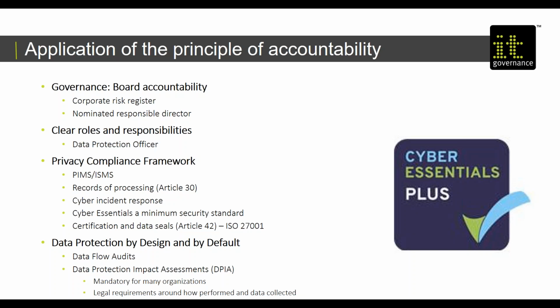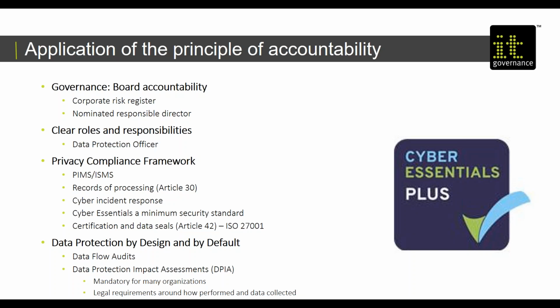There would be a nominated accountable director, clear roles and responsibilities through the organization for data protection, with, where required or where appropriate, the appointment of a data protection officer or of a GDPR compliance officer. There would be a privacy compliance framework, which would blend a privacy information management system with an information security management system, which would map your data processes so that you've got a proper record of your data processing, so that if there is a breach or a data subject access request, it's relatively easy to identify where the data is and what you're doing with it. Also a cyber incident response and data breach reporting process, and appropriate security.